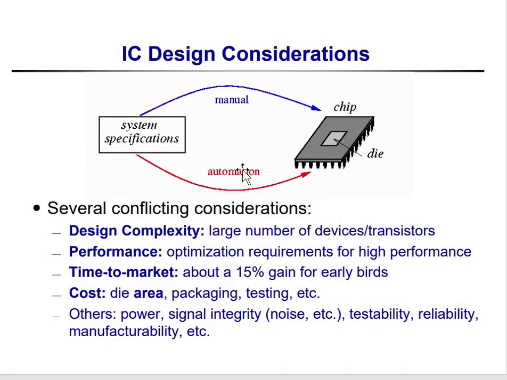So, IC design considerations. What are the points that are taken care of while designing an IC? The first one is the design complexity, then the performance, then time to market, then definitely cost, then your power requirement, then signal integrity like noise, okay.